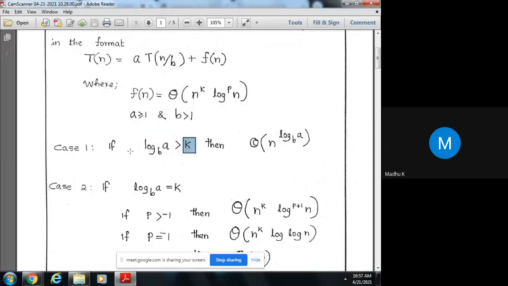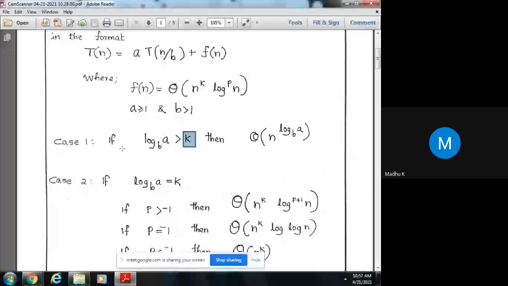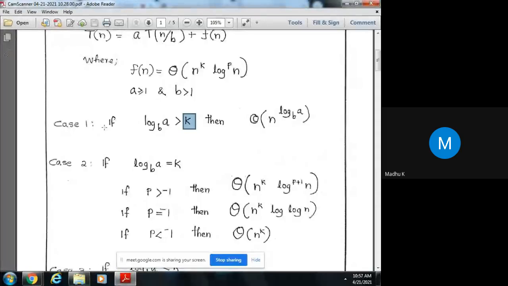Then the first condition is case 1. What is case 1? If log base b a is greater than k, then this will be the complexity, theta of n raised to log base b a. If this particular condition is satisfied, then surely this will be the complexity, and we express it in theta notation.